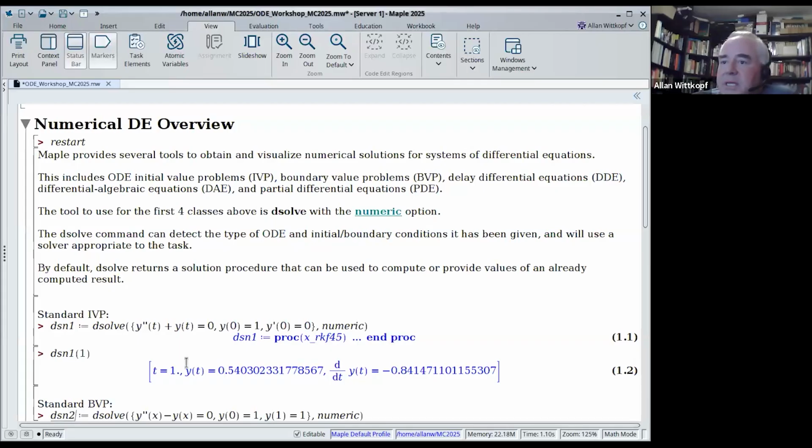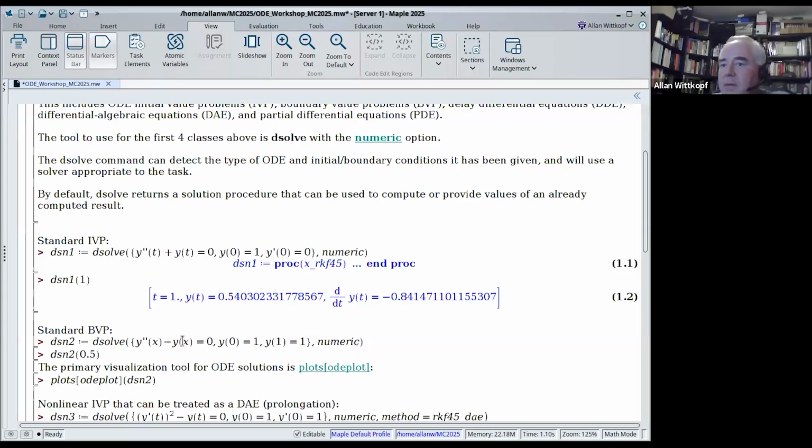numeric solution as opposed to an attempt at an exact. So very simple example, harmonic oscillator, initial conditions y at 0 is 1 and y prime at 0 is 0. We just call dsolve with this system and the numeric option, and it gives us a solution, and we can use this to compute a value at any point we like. Just request the value.